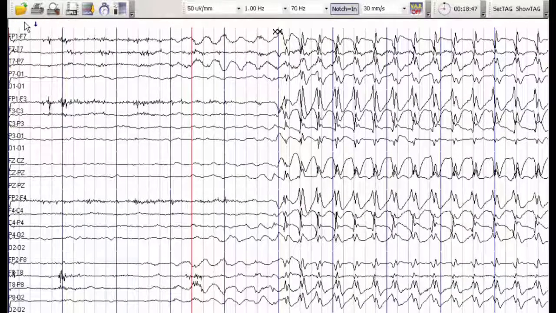One of the major distinguishing factors between focal and generalized epileptiform discharges is that runs of generalized epileptiform discharges constitute the EEG correlate of clinical seizures. The significance of focal epileptiform discharges and how they connect to seizures is less clearly understood.